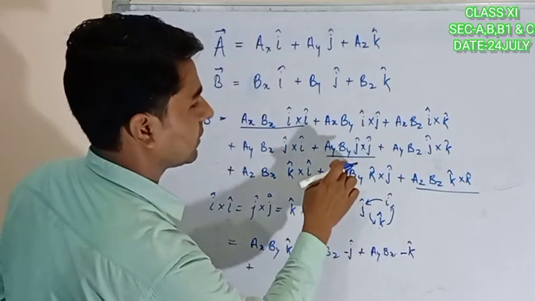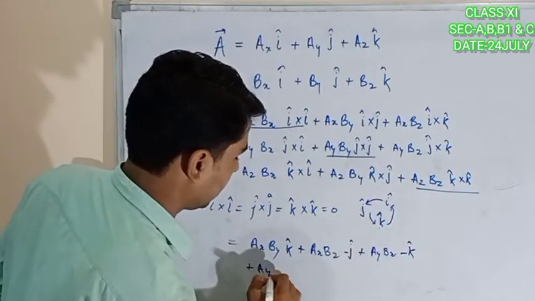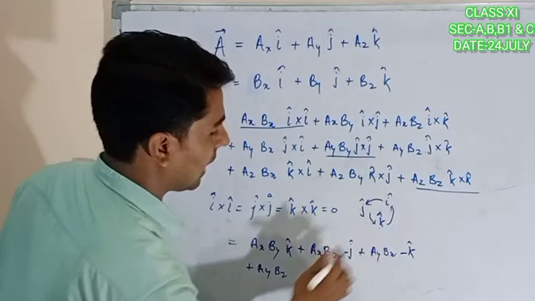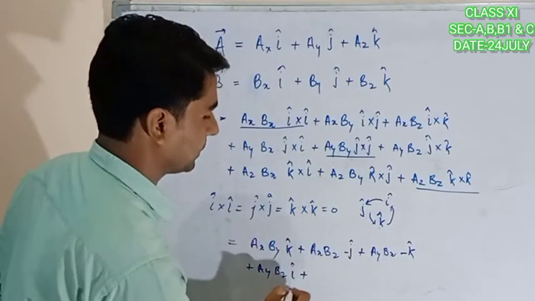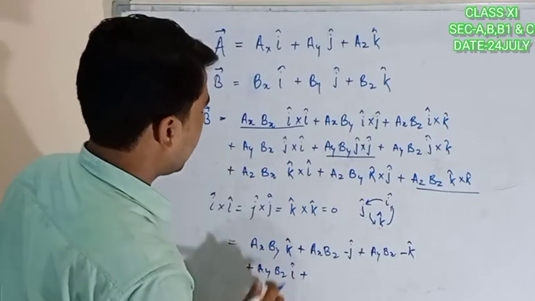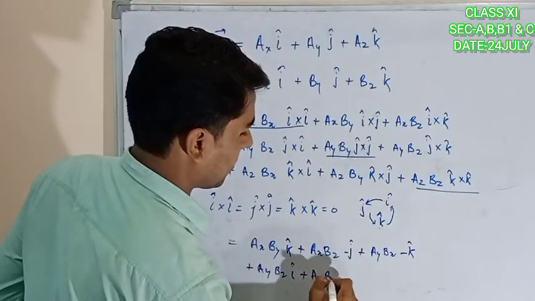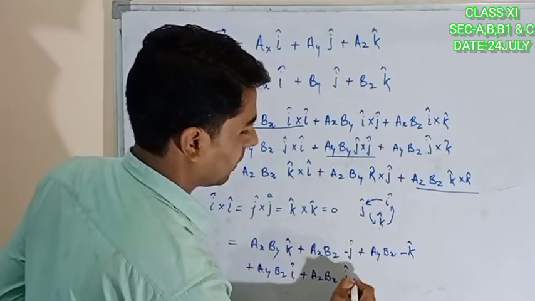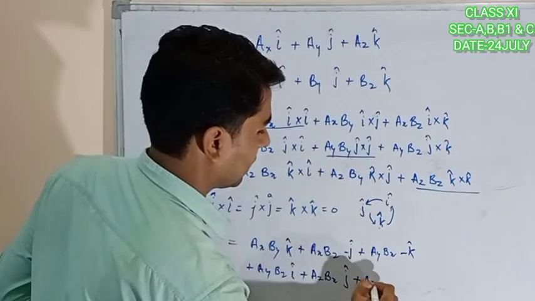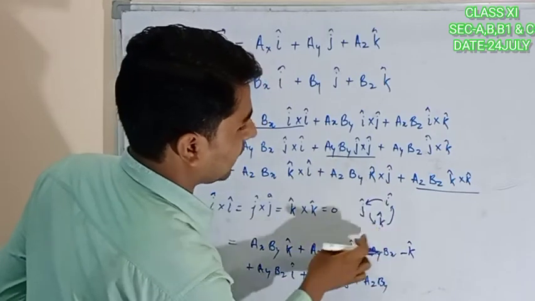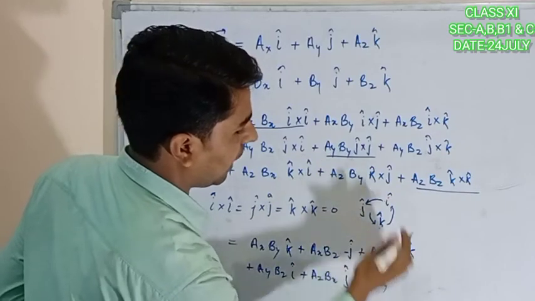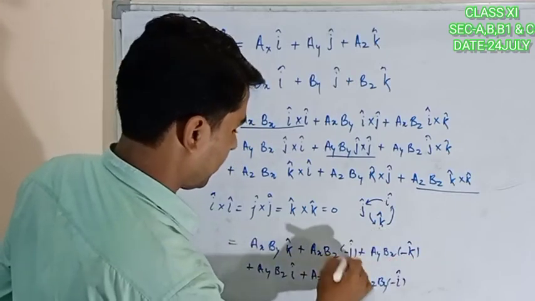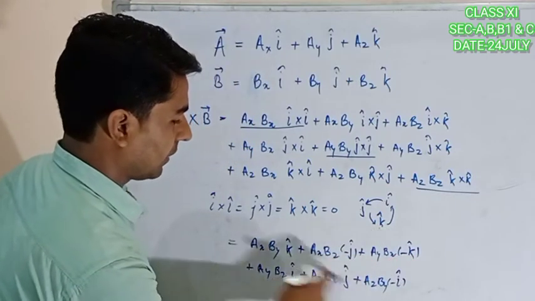plus this is 0, ay bz, j cross k, in the forward direction, so i cap, plus this one az bx, k cross i in the forward direction, so it will be positive j cap, plus az by, k to j, going reverse, so minus i cap. So 3 factors with a negative and 3 with positive.